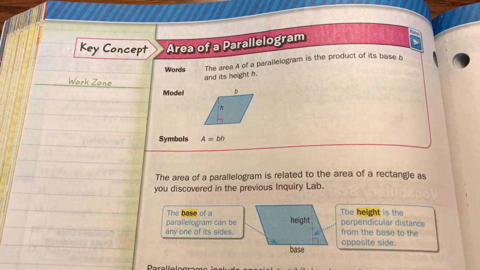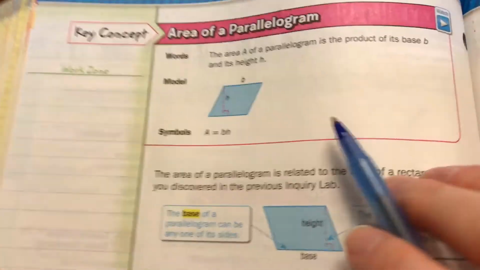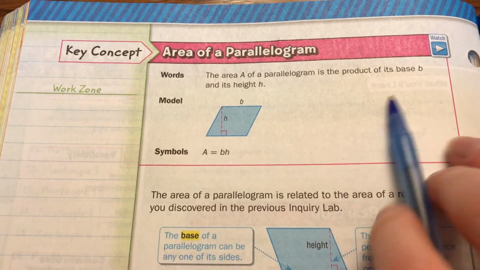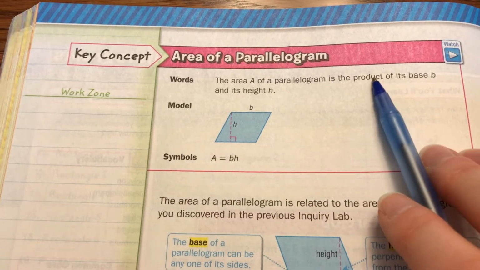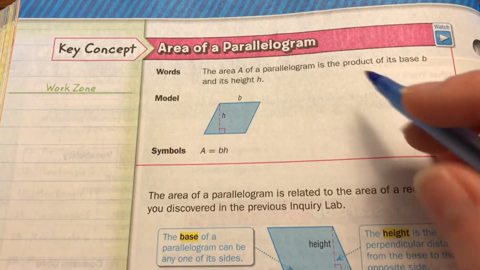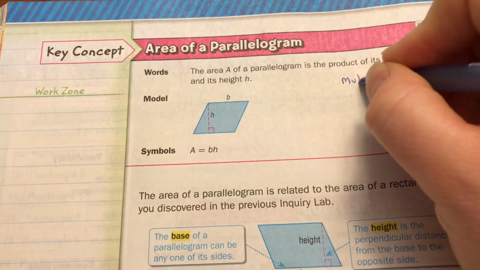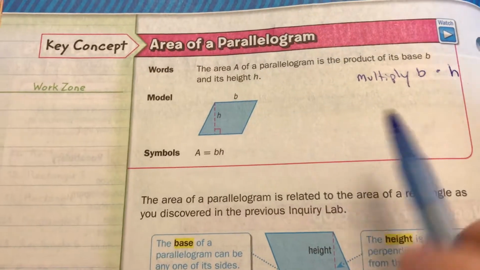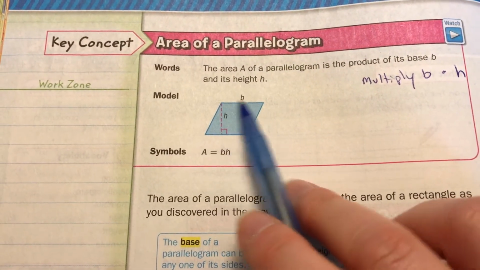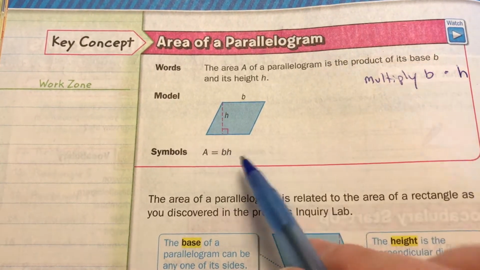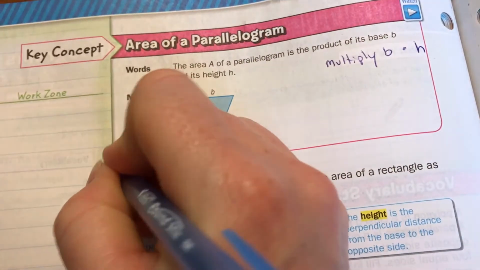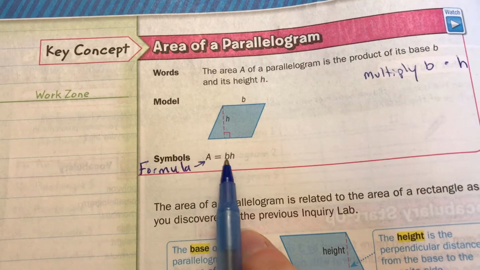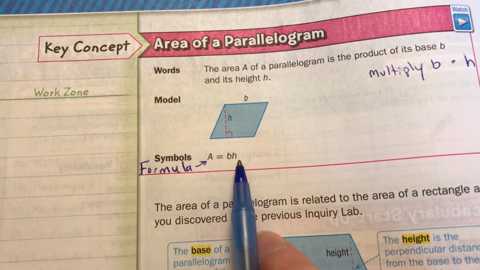So, area of a parallelogram. We've talked about this a little bit already. The area A of a parallelogram is the product of its base B and its height H. So product is the answer to a multiplication problem. So I know that we're going to be multiplying the base times the height. So right here, the base and the height are what get multiplied together, and the formula that we use for area of a parallelogram is area equals base times height. A equals BH.